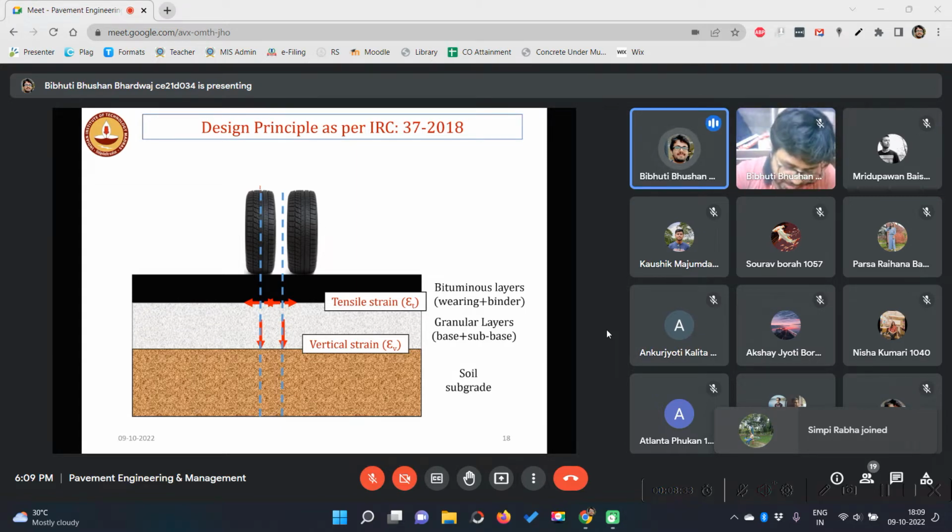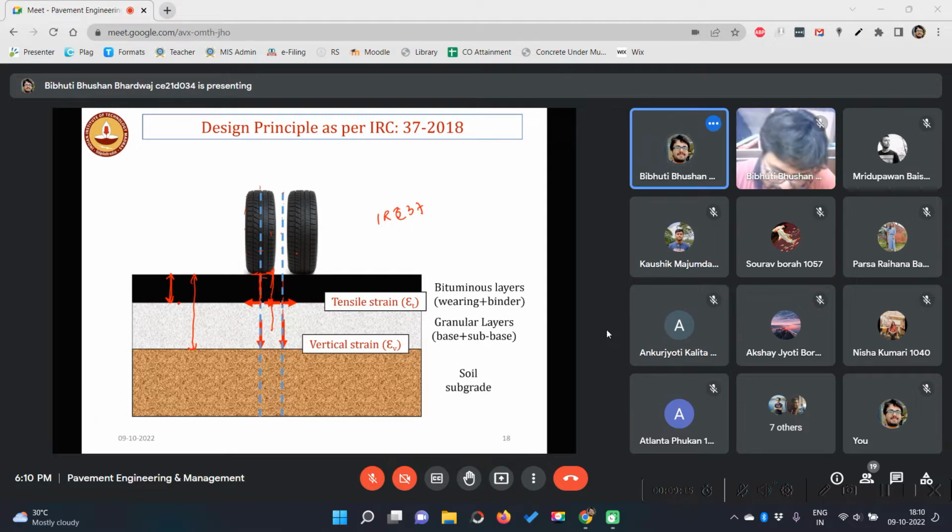generally, when the vehicle is present, the critical positions as per the depth will be here and here. But in the horizontal direction, it is generally exactly at the center of the wheel, or it may be here also, like at the edge of this wheel. Or if it is a dual wheel assembly, then it can be like here. IRC 37 suggests that you find out the strain values at these points only. That means here, here, here and here. These 4 points.